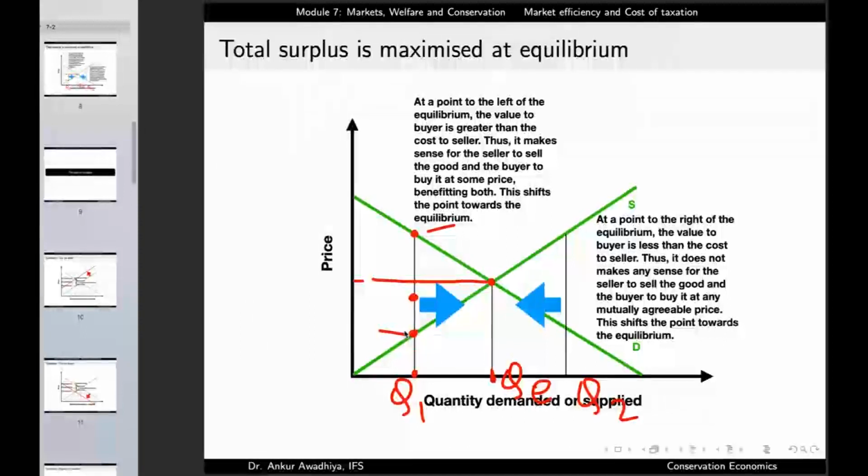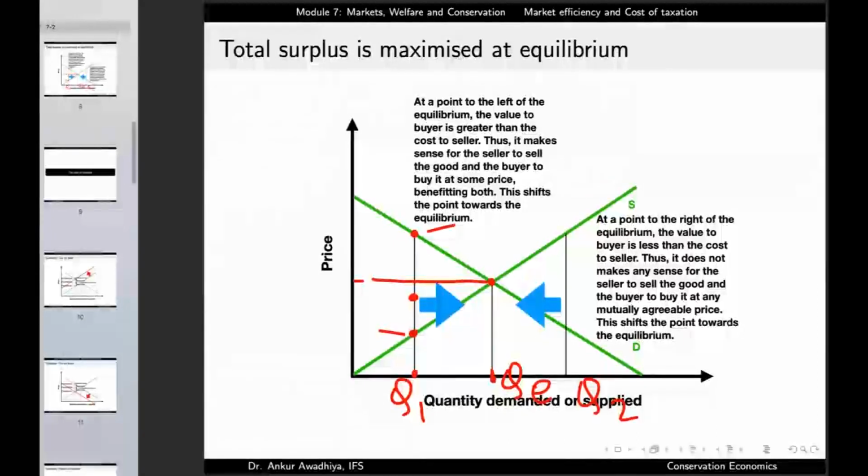And so, if we let the market remain at this point where the transaction is not happening, then this is not a point where the surplus is maximized. Or in other words, what we are saying is that if we keep the market at a point that is to the left of the natural equilibrium, then there is still a scope of increasing the welfare. Now remember that we are trying to find out the point where the total surplus is maximum.